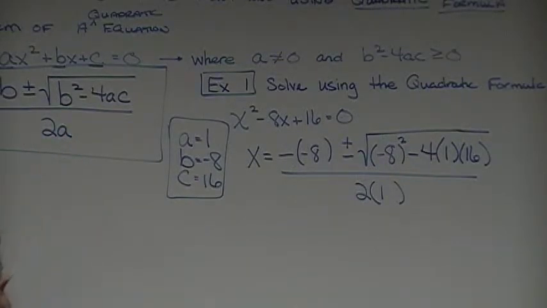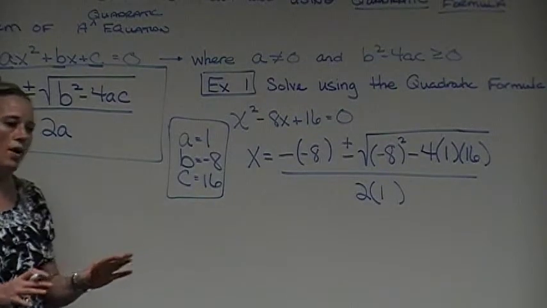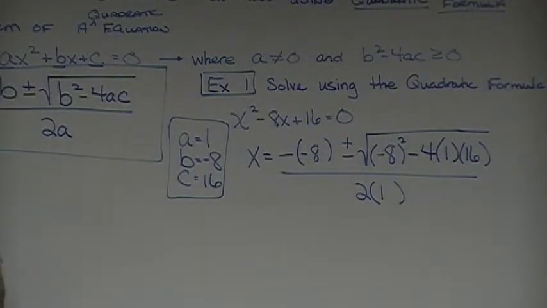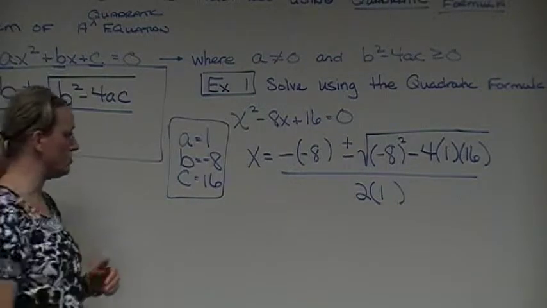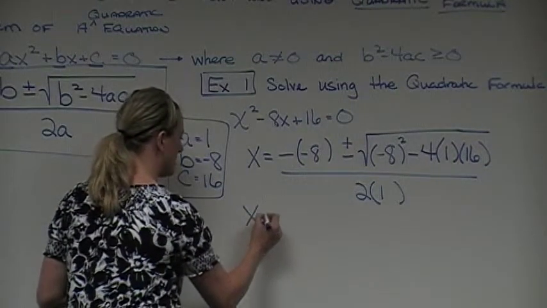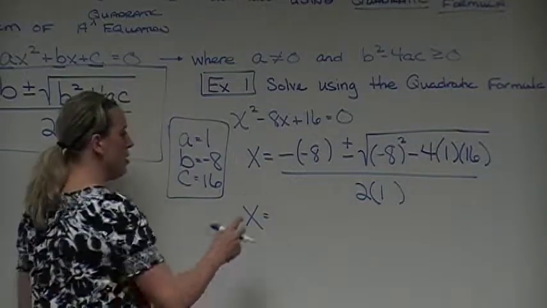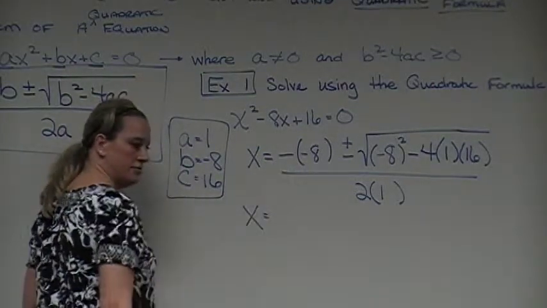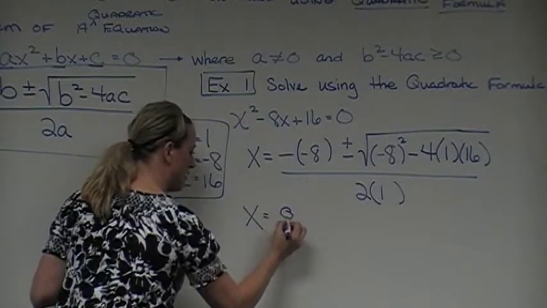Now comes the simplifying part. This I'm going to do step by step. Along the way, as you get more comfortable with this, you may not do all these steps that I do. But I want you right now for your notes to do the steps with me. All right, here we go. X equals. What is the opposite of -8? 8. So we're going to put positive 8 there.